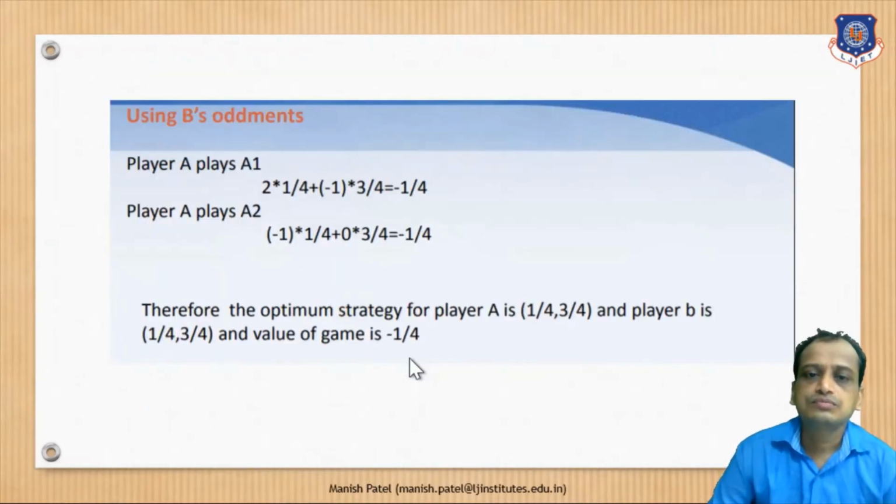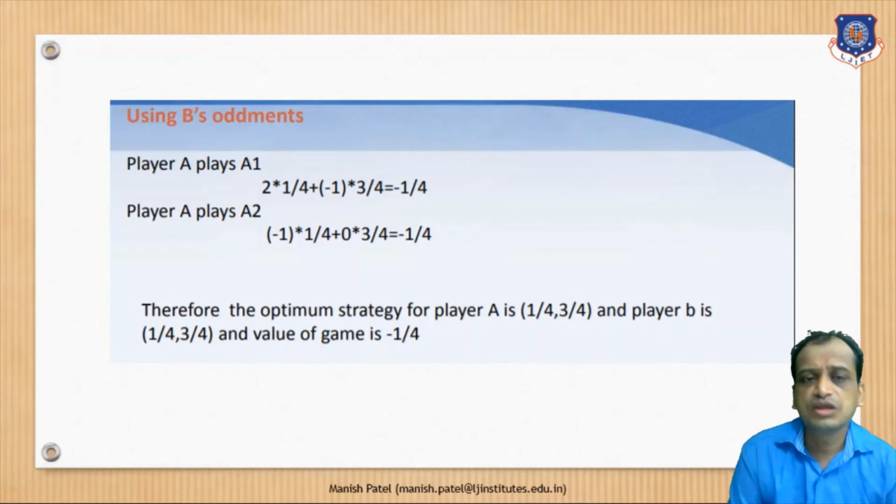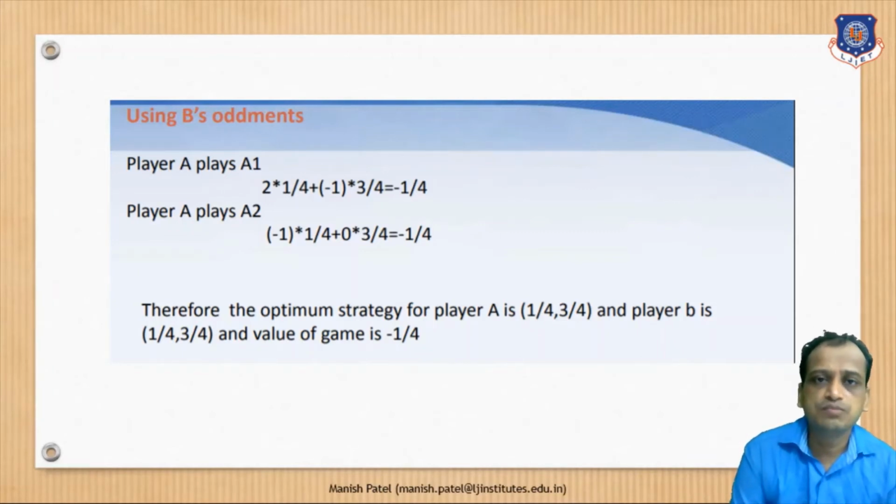Clear? So what is the player A which will play A1? Again it is coming out to be 1 by 4, which is minus 1 by 4. For A2 it is minus 1 by 4. Therefore for the optimum strategy of player A, it is coming out to be 1 by 4 and 3 by 4. For the B it is 1 by 4, 3 by 4, and the value of game is minus 1 by 4. Now if you solve the same problem with the help of algebraic method, you will arrive at the same answer. Here it's up to you in the exam. Whichever method is suitable to you, you can apply that method and you can solve the problems.